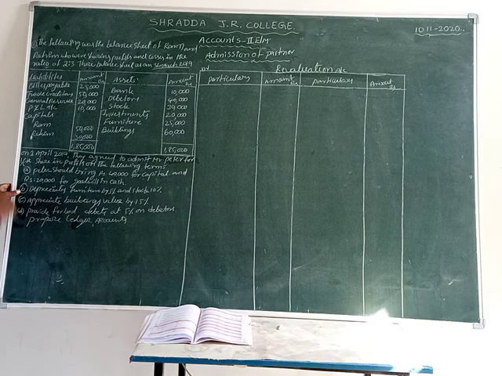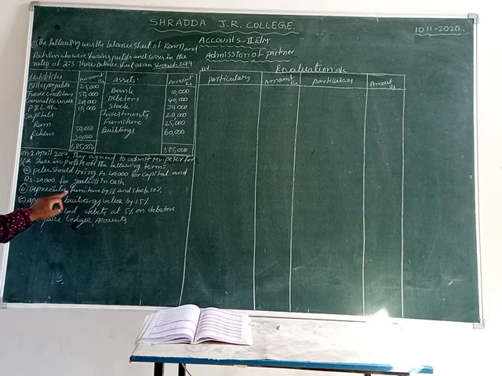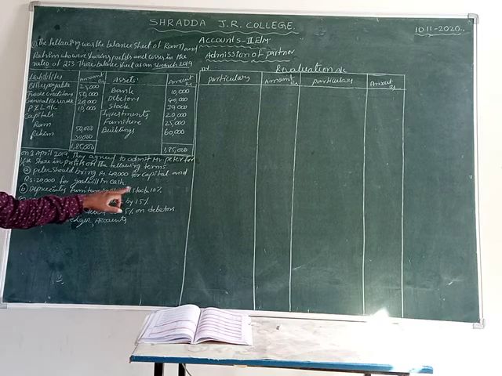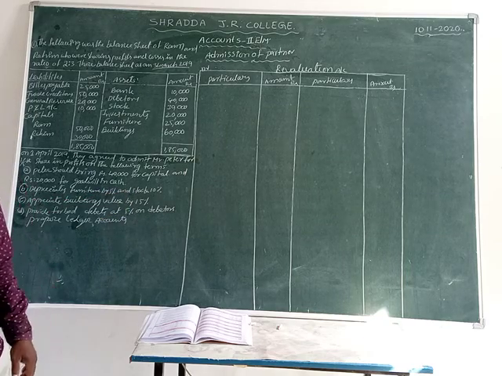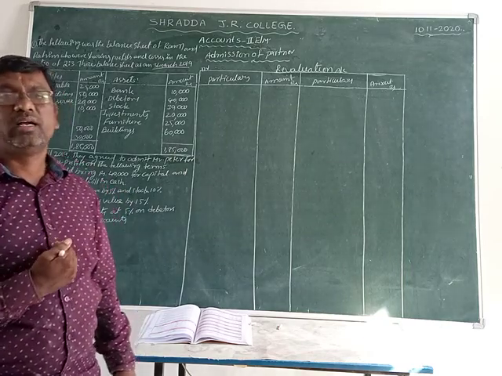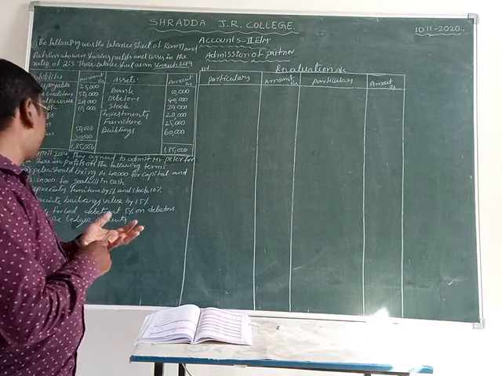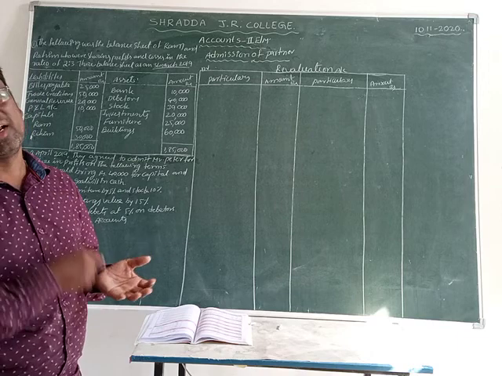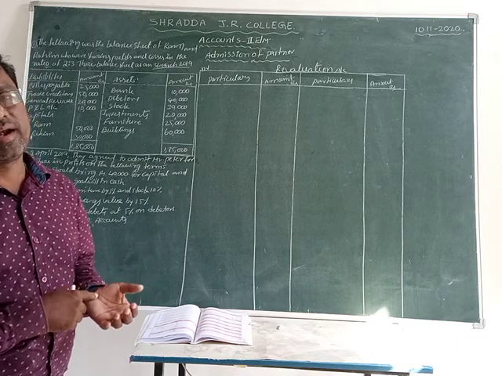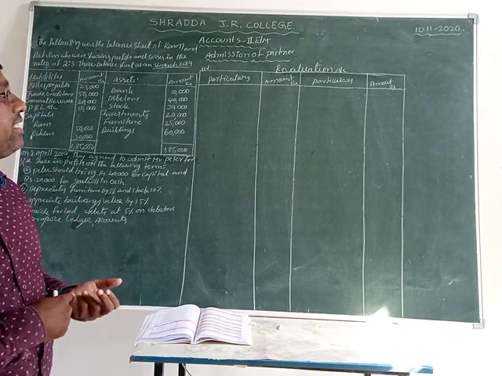Now we are doing the revaluation account. What comes in the revaluation account? We can see now: depreciate furniture 5% and stock 10%. Depreciate means what? Deducting value, decreasing value. Which value is decreasing? The furniture value and the stock value.